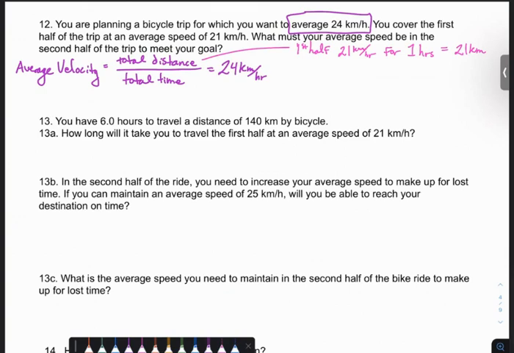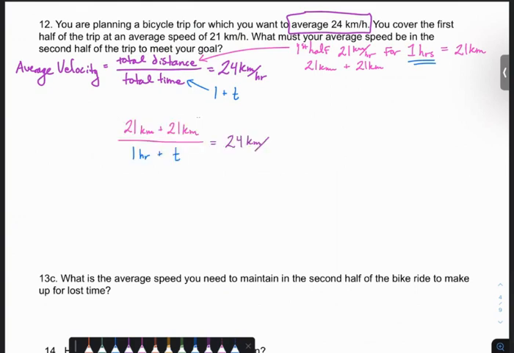So I can say my total distance is going to be 21 kilometers for the first half plus 21 kilometers for the second half. And so that'll give me a total distance. But I don't know the total time. So for my total time, I can use the 1 hour that I decided on, plus some other amount of time to go the second half. And what I can do is plug this in and solve for time, and then once I have time, solve for velocity. So we're going to go ahead and do that.